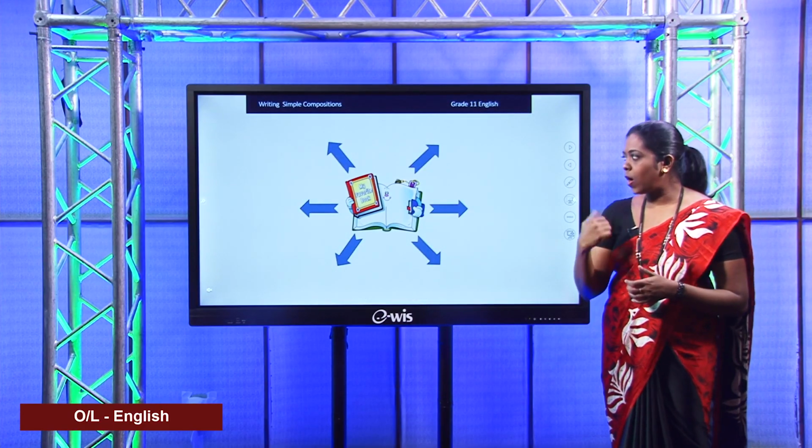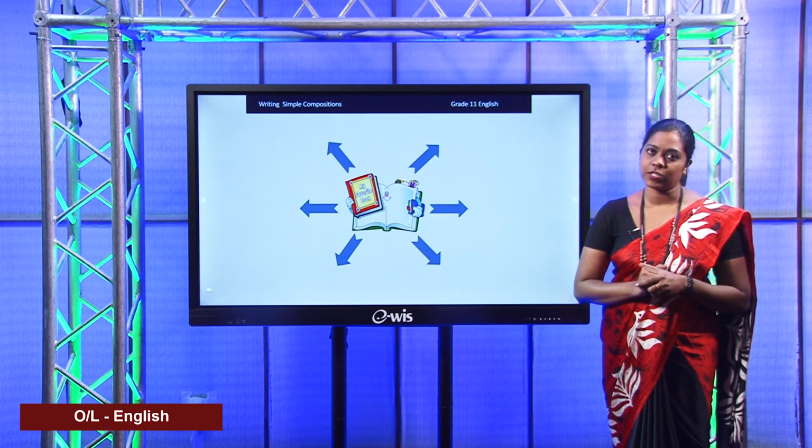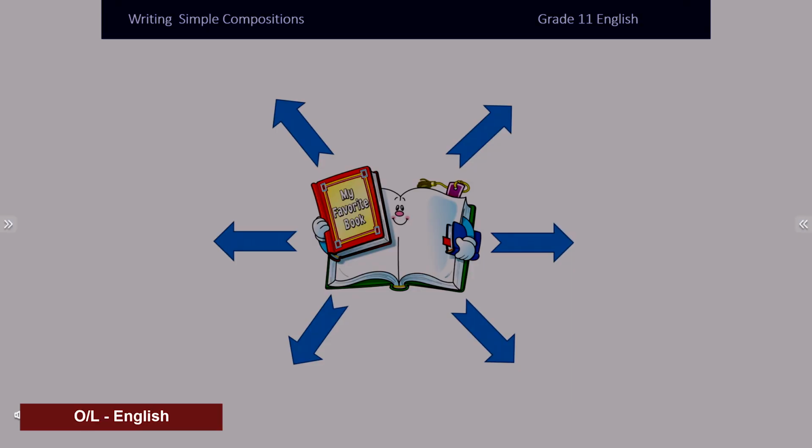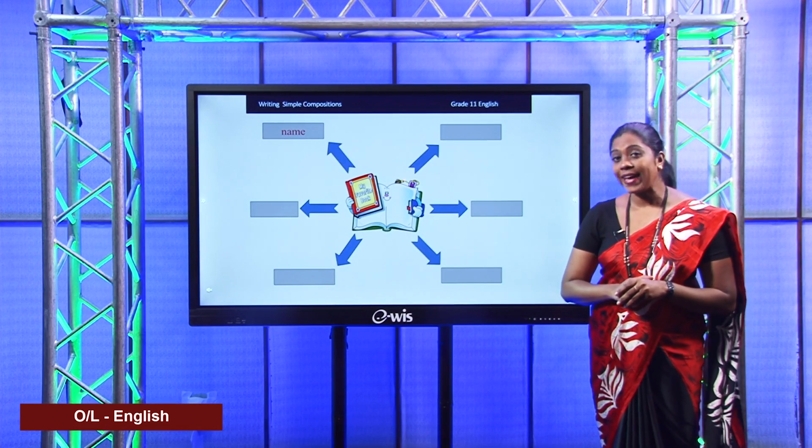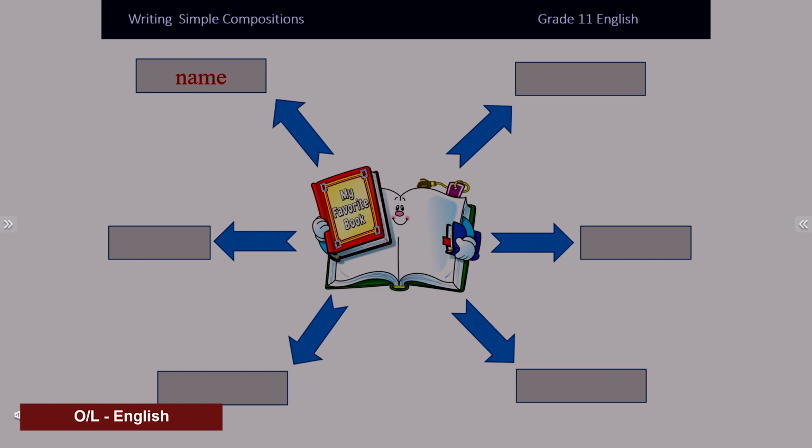Right. This is how I'm going to plan my composition. Right? My topic is my favorite book. So what am I going to do first? I'm going to write the introduction. Right? And then the detail and the conclusion. So I need details. The first one is the name of the book. When I'm introducing the book, I'm going to say my favorite book is this. Right? So definitely I need the name. Right? And a few more details. Let's take a look at that.